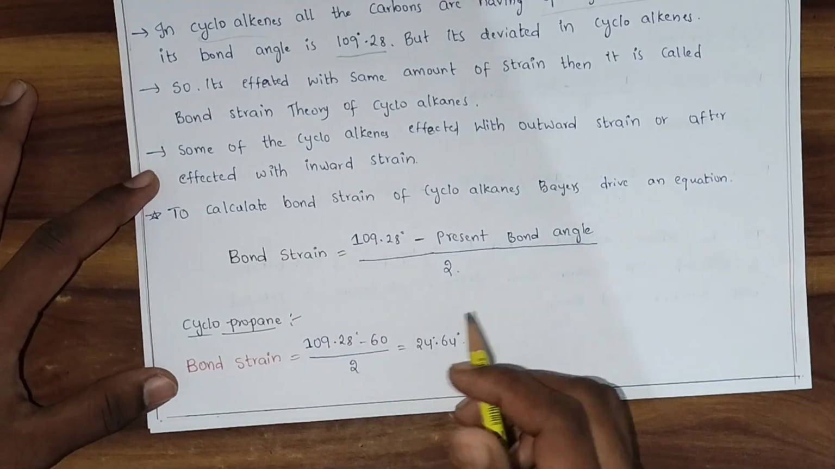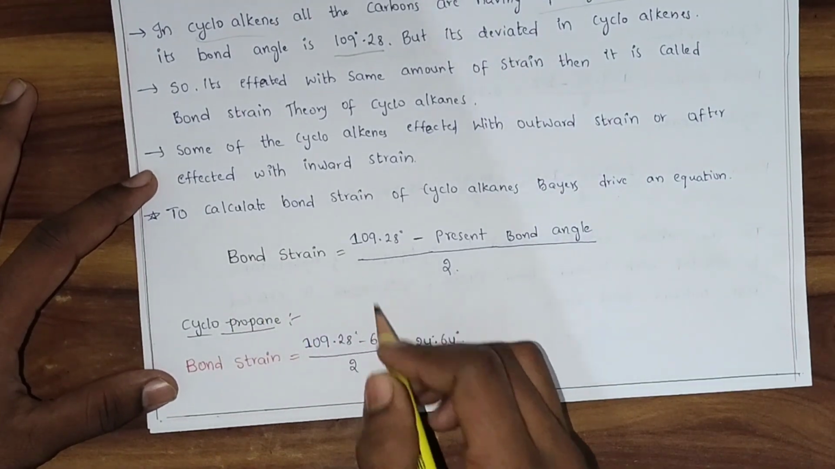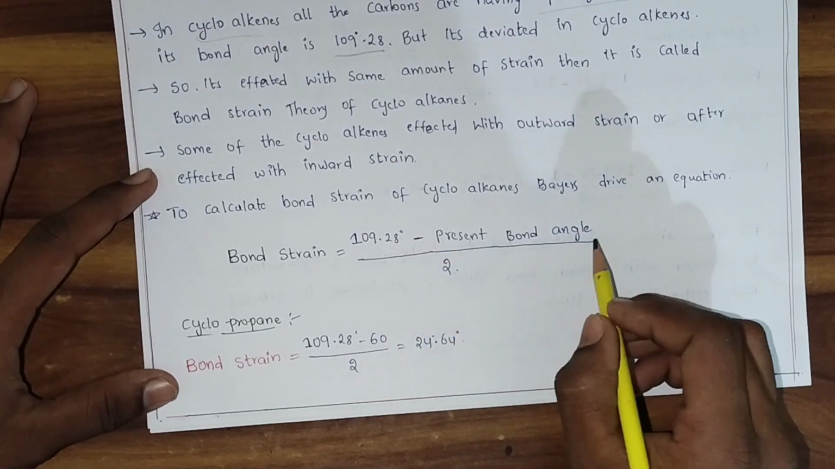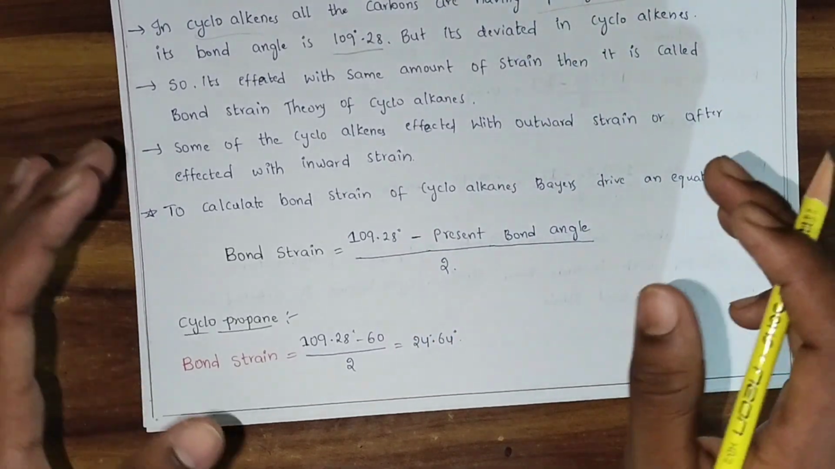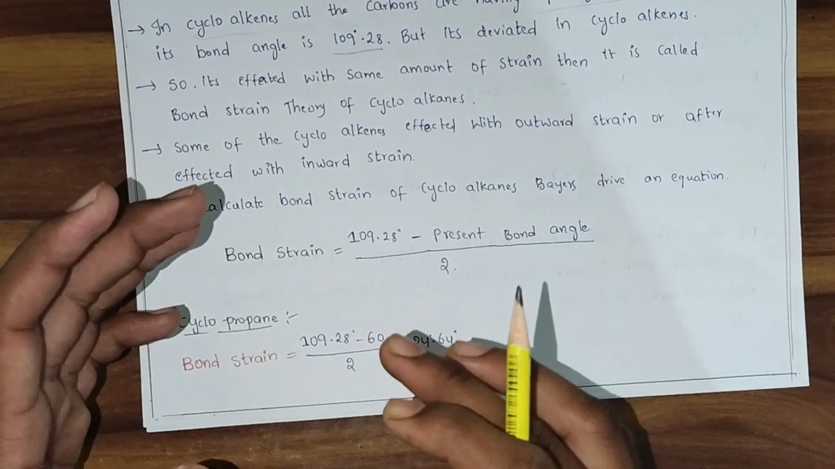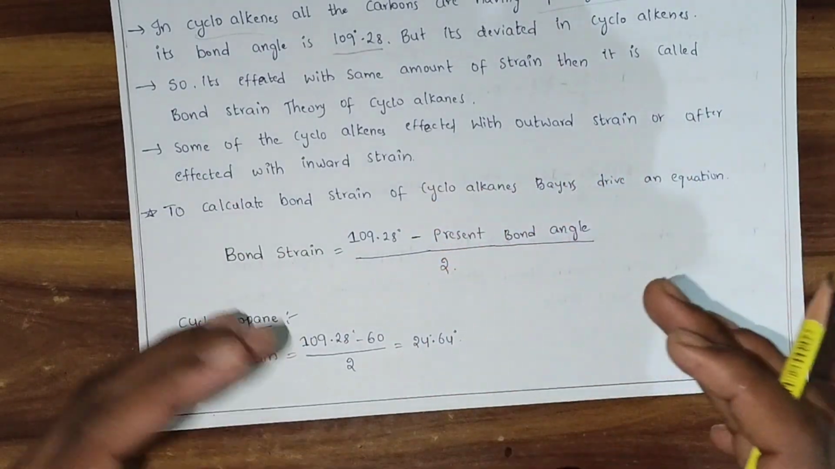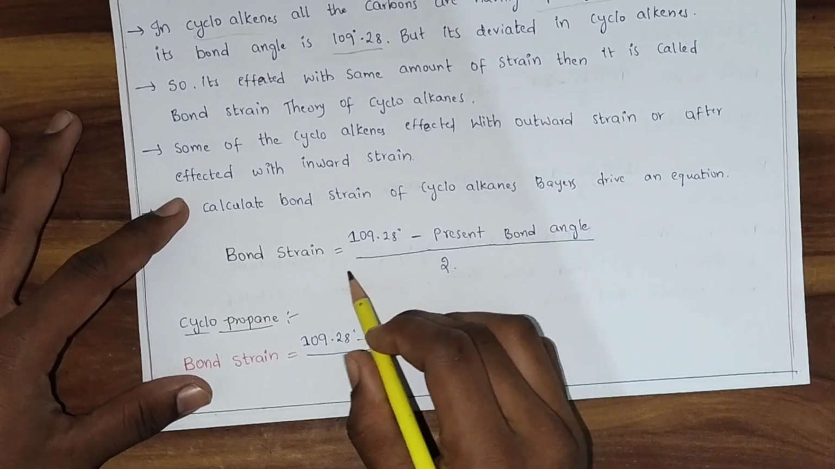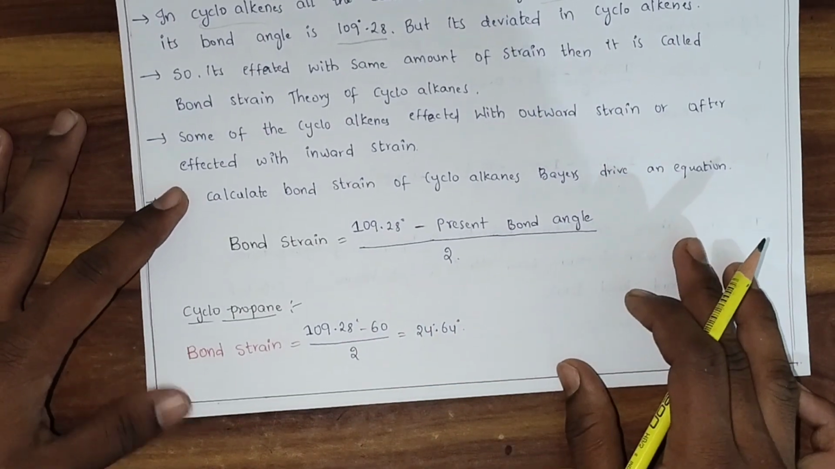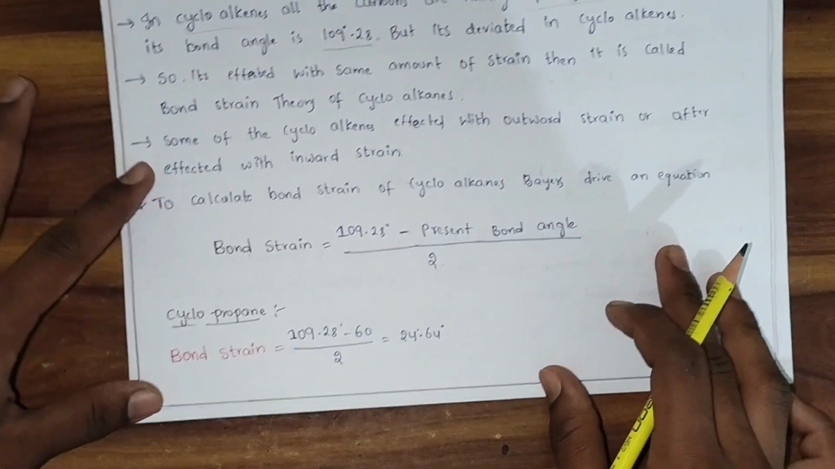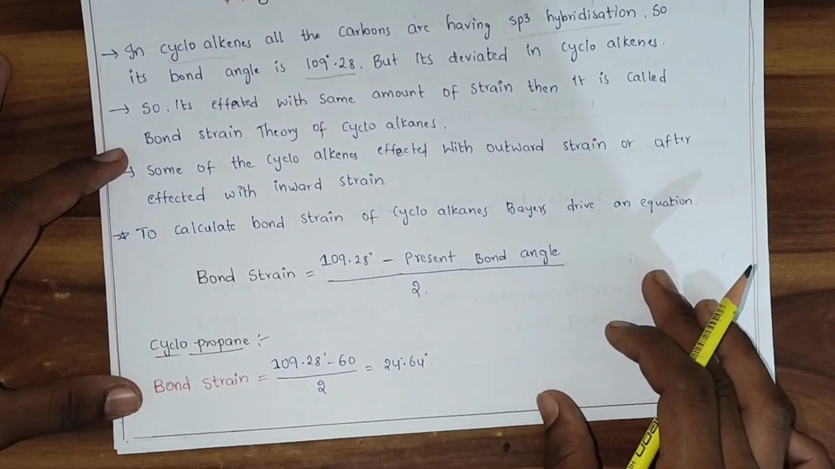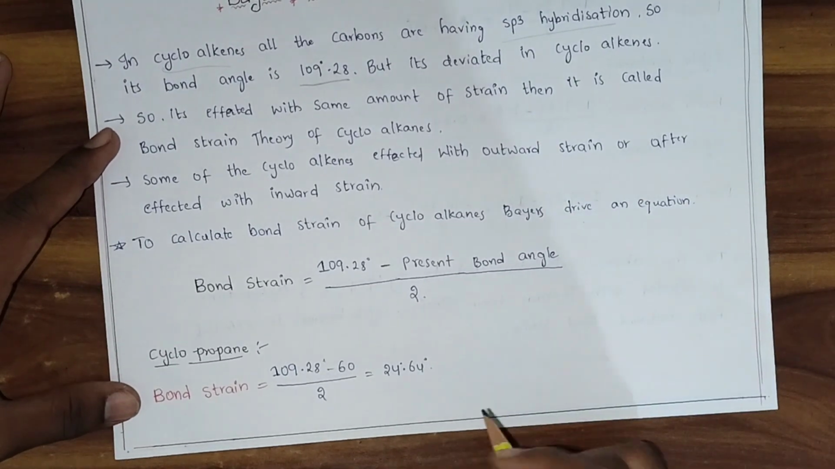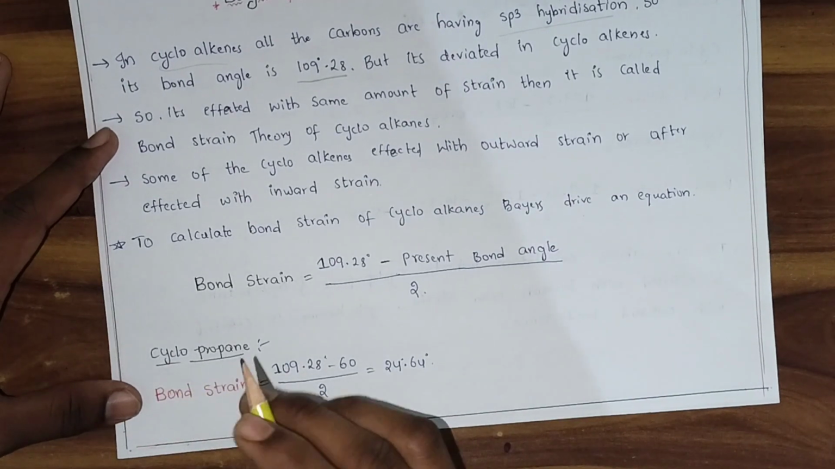The formula is: bond strain is equal to 109.28 degrees minus the present bond angle, divided by 2. The present bond angle is the bond angle of the given cycloalkane. We can understand this easily by explaining with examples.